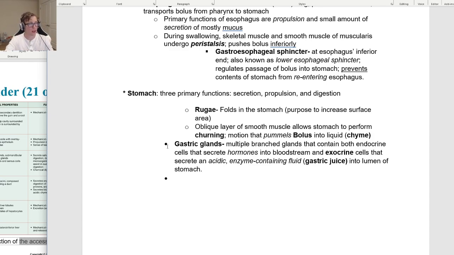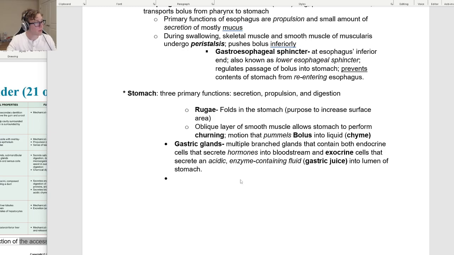So here, the gastric glands can secrete hormones into the bloodstream, that's endocrine, or exocrine, where those cells are going to secrete directly into the lumen, or that empty space in the stomach. This is where your gastric juice comes from.